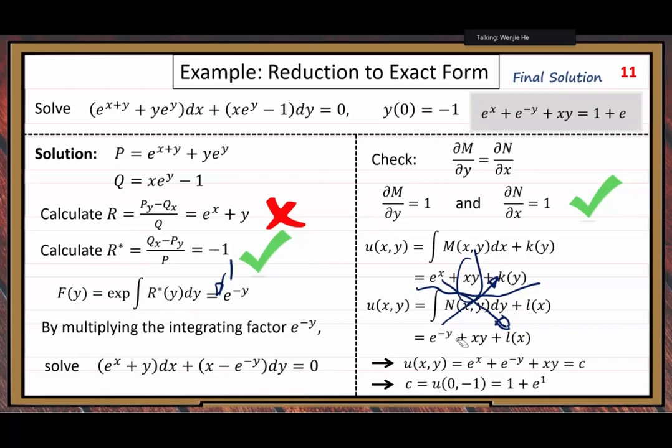The solution equation. Implicit equation. That's the solution of the ODE. So that's this whole method.